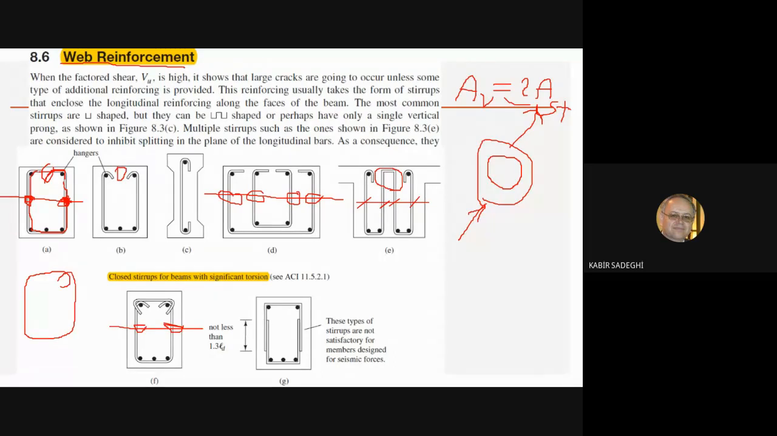It is not recommended to use this type when we have an earthquake zone, when the building is constructed in an earthquake zone. This type of stirrup is not satisfactory for members designed for seismic forces.